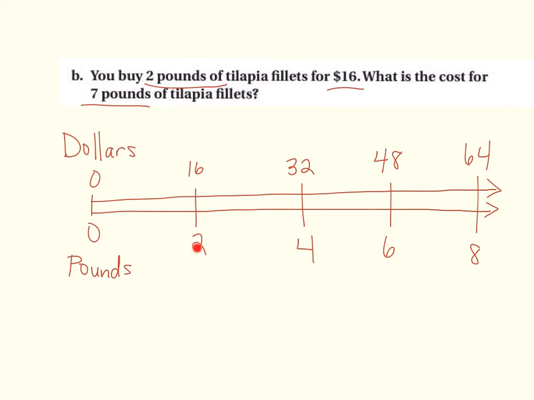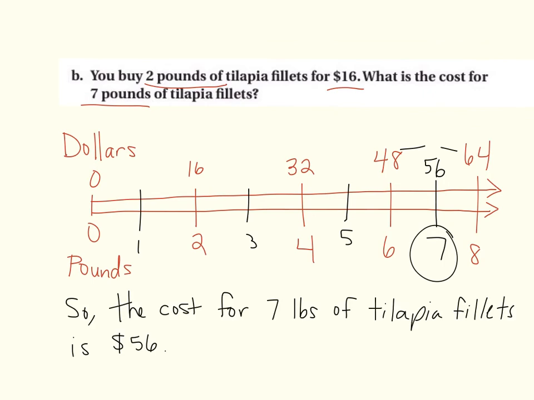And then even on the in-betweens, we can think about it. So this is for 2 pounds. And if we put some halfway marks in there, this would be for 1 pound, 3 pounds, and so on. The reason we're doing that is because, remember, they were only asking about 7 pounds of tilapia, so we want to make sure we can figure out where that is. Using this pricing system, halfway between $48 and $64 would be $56 on the double number line. And so the cost for 7 pounds of tilapia fillets would be $56. This is our final answer here.